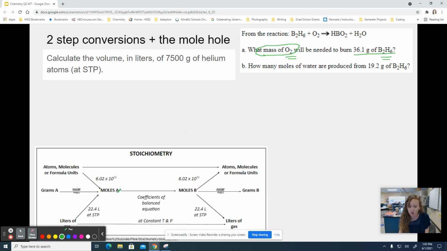So notice I'm going between 2 compounds. So I'm going to have to go from one side of this little graph to the other side of this little graph. We'll say oxygen is going to be A, and then B2H6 is going to be B. Okay, so let's set up what we do know. 36.1 grams of B2H6. I know I start there. And I know I want grams of oxygen in the end.